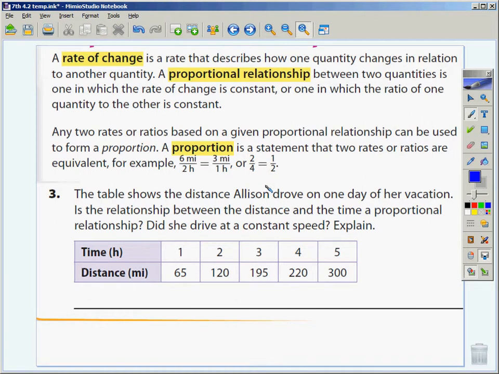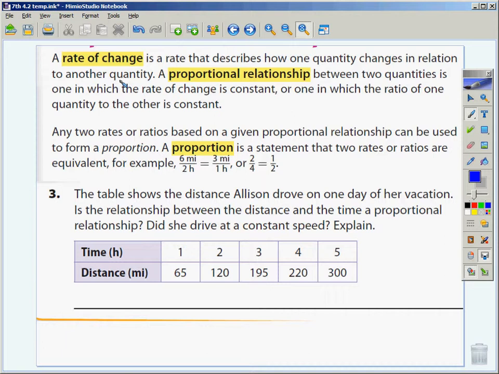This is on page 124. You don't have to write this. A rate of change is a rate that describes how one quantity changes in relationship to another. A unit rate was a rate, right? It's 124. Yes, this is on 124. A rate of change is a rate that describes how one quantity changes in a relationship.